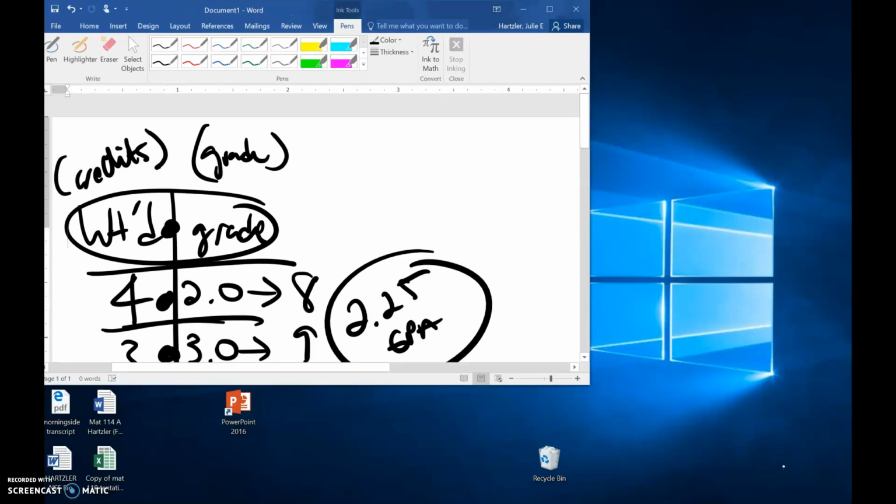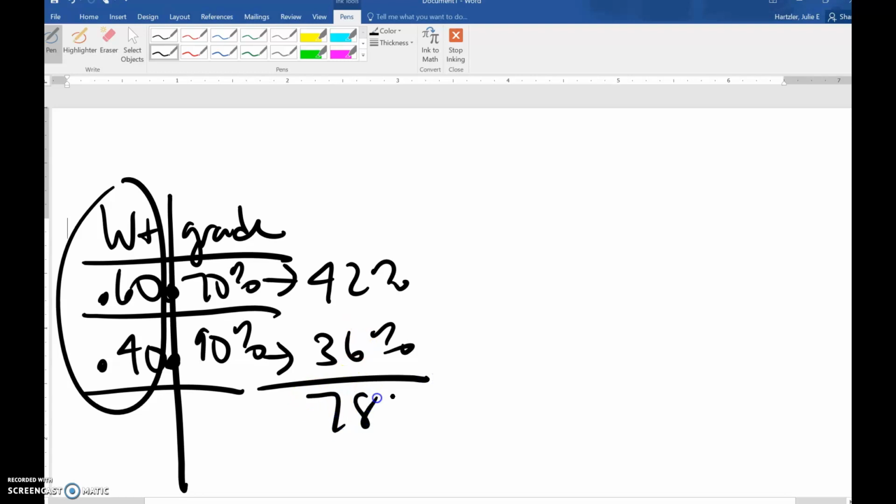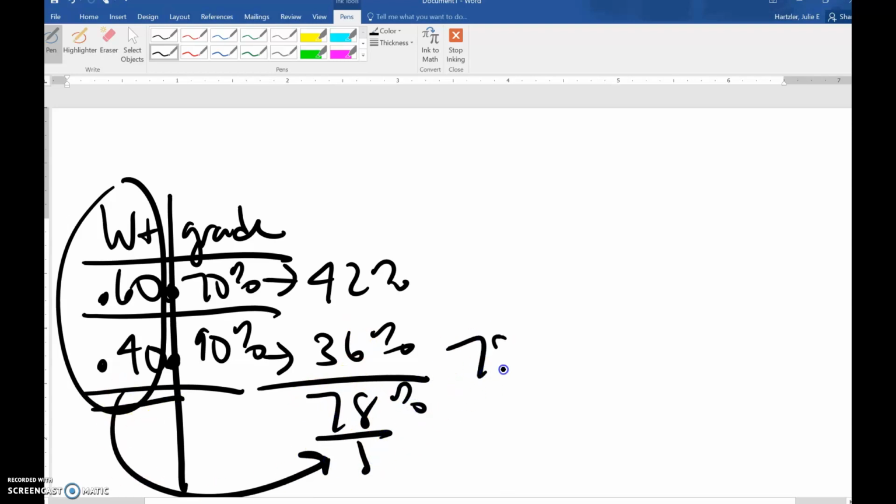Oops, I'm going to run out of time. All right, I'm going to pause it here for a second. Okay, same idea. You put the weight that the teacher gives and then the grade that you earn in each category. Again, you're weighting, so you still multiply, and you get 42%, and you get 36%. You add those up, just like before, 78%, and divide by the weight, which in this case is 1, so the grade is a 78%. If you put 60 and 40 here, this would add up to 100. So you divide by 100, and this would be like 4,200.